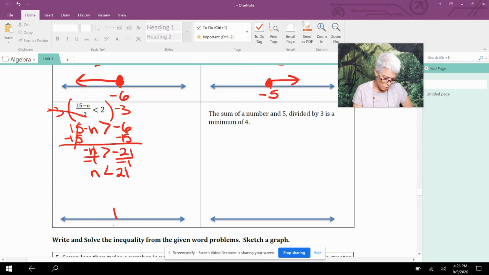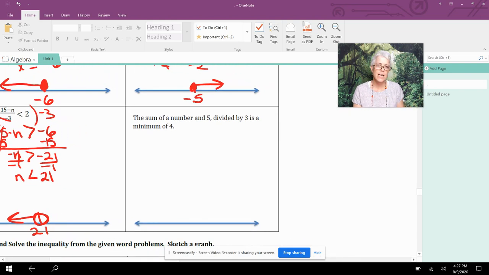So I'm going to put a 21 down here, and it's a less than symbol, so I'm going to put a circle there, and I'm going to go to the left because n is less than 21. Let's look at the next one. I actually have a word problem here, so I'm going to have to write what it is. Okay, let's try not to screw this up.